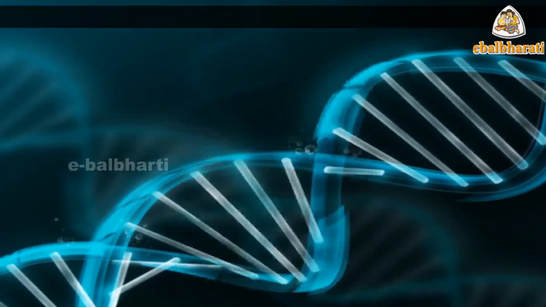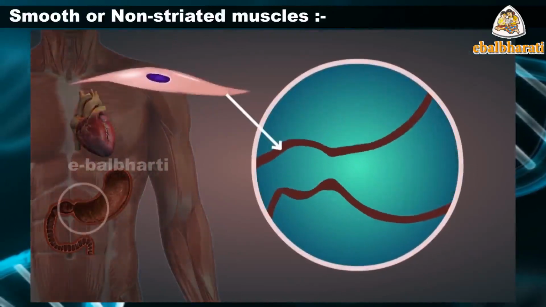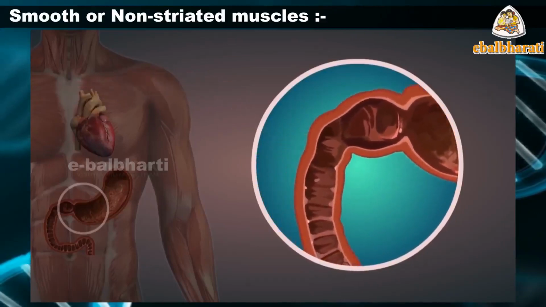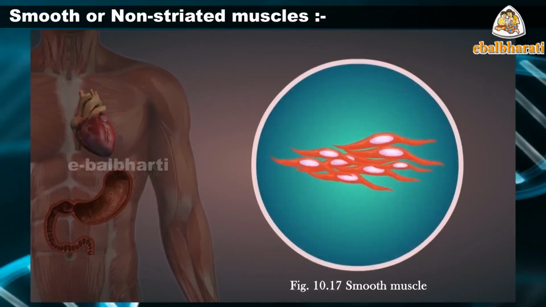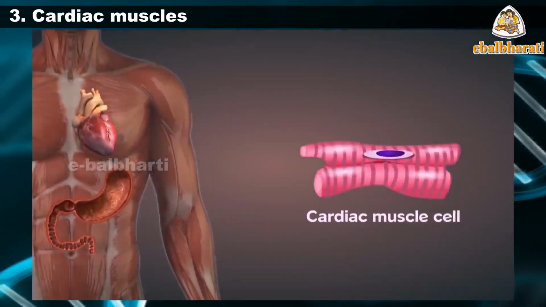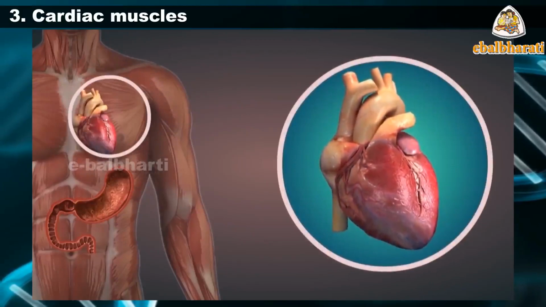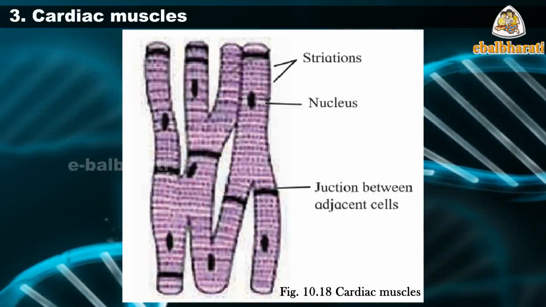Figure 10.16. Smooth or non-striated muscles. These muscles are present in the form of sheets or layers. Each muscle cell is spindle-shaped or fusiform. The fibers are unbranched, having a single nucleus at the center, as shown in figure 10.17. Cardiac muscles. Muscles of this tissue show characters of both striated and non-striated fibers. Sarcolemma is not distinct. Hence, uninucleate muscle fibers appear to be multinucleate.